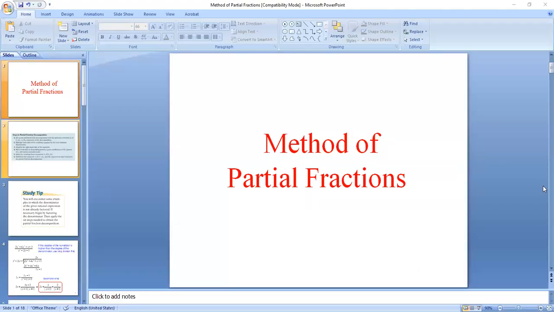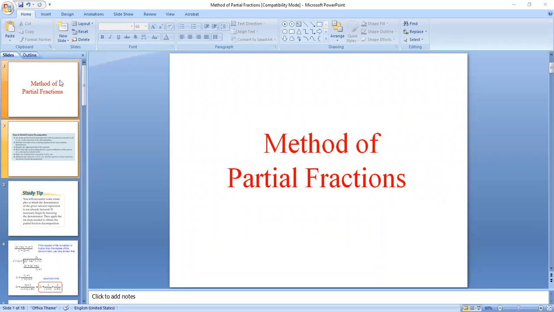Stop sharing. Okay, let me share my screen to you on method of partial fractions. Can you see the slide? Method of partial fractions. Can you see it, class? Yes, Miss. Okay, thank you.